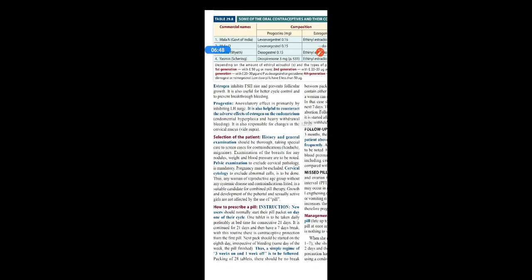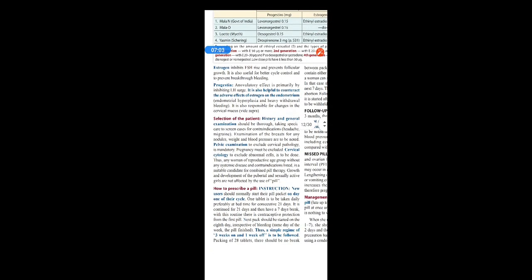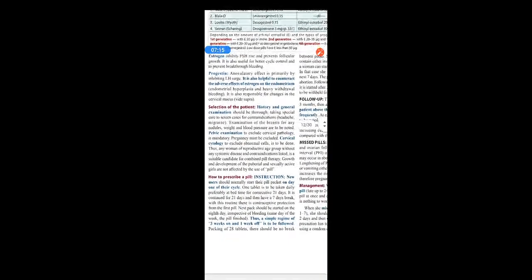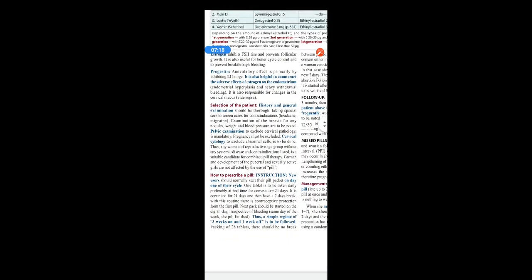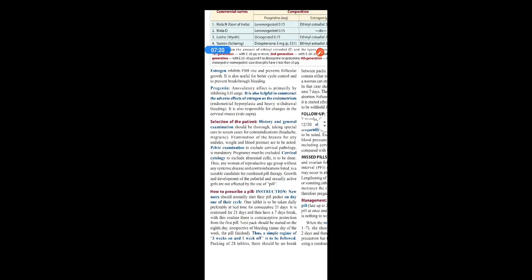Why the combination pills, and how do they act? Estrogen inhibits the FSH rise and prevents follicular growth. It is also useful for better cycle control and to prevent breakthrough bleeding. Whereas progesterone's anovulatory effect is primarily by inhibiting the LH surge. So when progesterone is there, the LH surge will not occur. It is also helpful to counteract the adverse effect of estrogen on the endometrium, and it is responsible for changes in the cervical mucus. In this way, both the estrogen and progesterone in combination pills act.